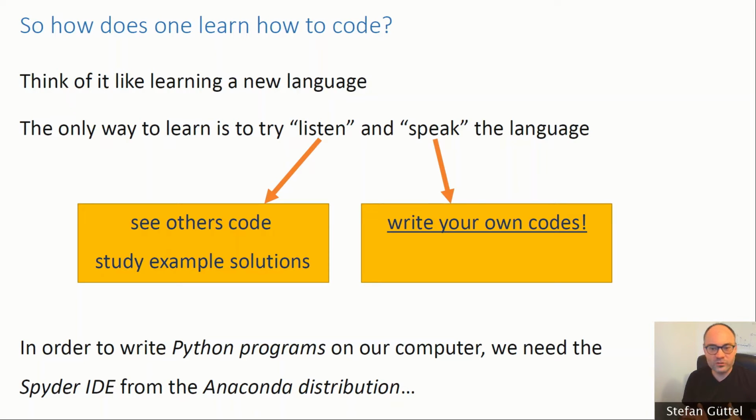But then, most importantly, you should always attempt writing your own computer codes. That is the equivalent to speaking a language. Even if it is with errors in the beginning and mistakes, you have to learn from your mistakes. And the only way to do so is to actually attempt writing your own Python codes.